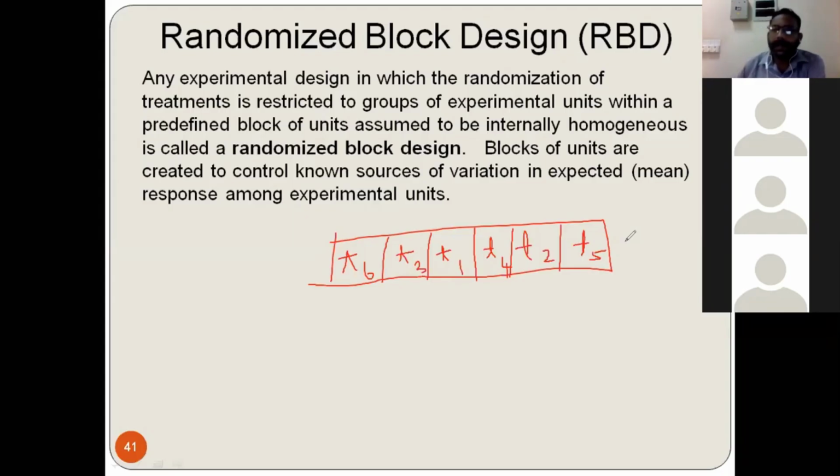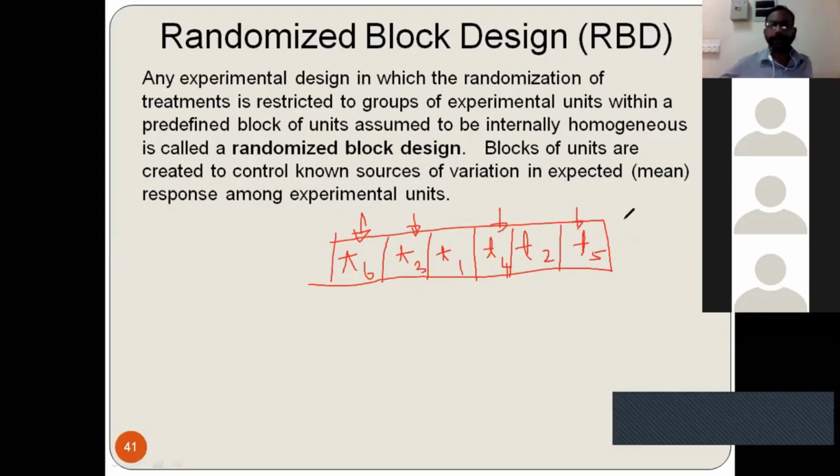So what we say is, if you look at this particular plot, all the plots are homogeneous.